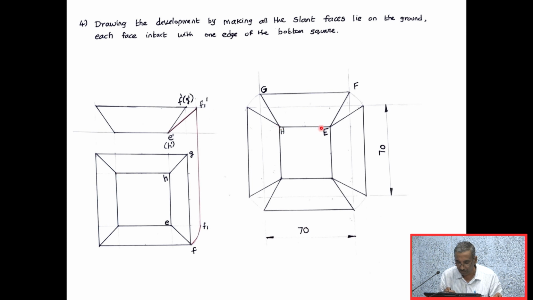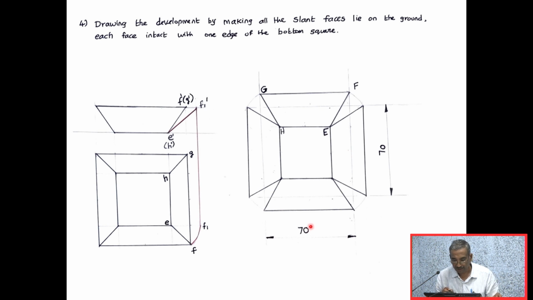I am drawing the bottom square. Then, for this line, I am finding the center. From this center point, I am drawing a vertical line at a distance of 35 mm. Again I am drawing another vertical line at a distance of 35 mm from this point. Thereby, the distance between these two vertical lines will be 70 mm.